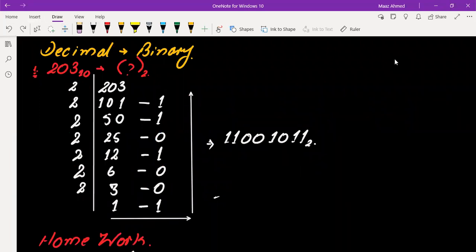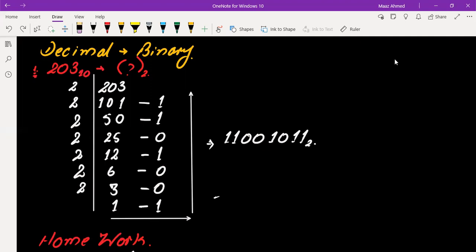So 2 ones are 2, sorry. And then over here, 0 is not divisible by 2, so I will be placing a 0 because this digit has been wasted over here, okay? Now again, 2 ones are 2, remainder will be 1. 2 5s are 10, and 1 cannot be divided by 2, so I will be placing a 0 over here, and 1 will be the remainder. Then 2 25s are 50, remainder is 0. 2 12s are 24, remainder is 1. 2 6s are 12, remainder is 0. 2 3s are 6, remainder is 0. 2 1s are 2, remainder is 1.